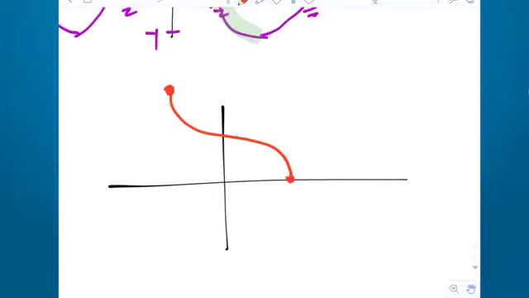So the old range of cosine was -1 to 1. It now becomes the domain. So this one goes left and right from -1 to 1. And that's the domain, right? We input any ratio between -1 and 1.